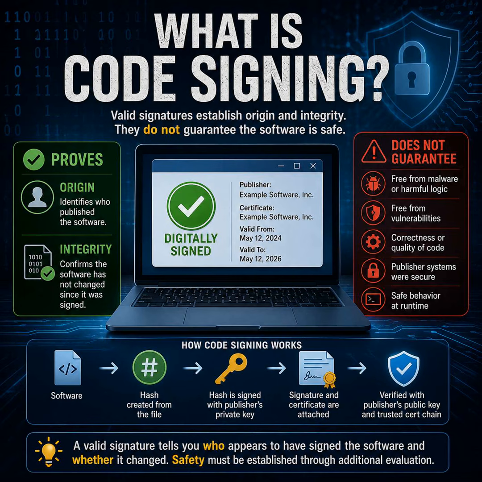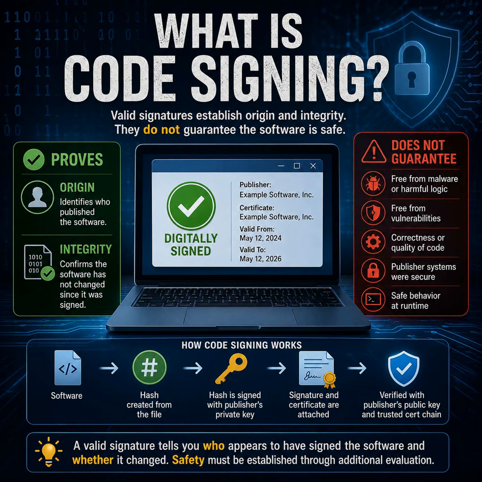It does not examine every instruction, predict future behavior, or guarantee that the publisher's systems were secure when the software was created. That distinction affects whether you install an application, approve an update, allow a driver to run, or investigate a security warning. In this episode, we will separate origin, integrity, trust, and safety so that you can interpret a code signing result correctly. By the end, you should be able to explain what a valid signature establishes, what it leaves unanswered, and what additional evidence is needed before software should be trusted.